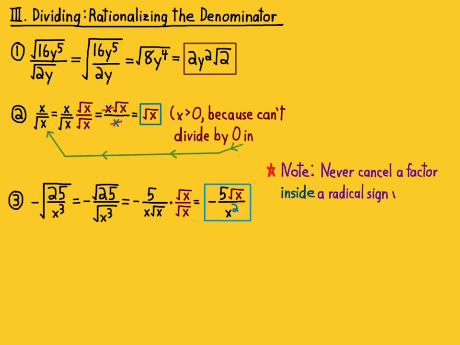Just a note here, a lot of people make this mistake. Never cancel a factor inside a radical sign with a factor outside the radical sign. That will always be wrong. So you would not cancel this x with one of these x's. That's a square root of x, not an x. Okay?